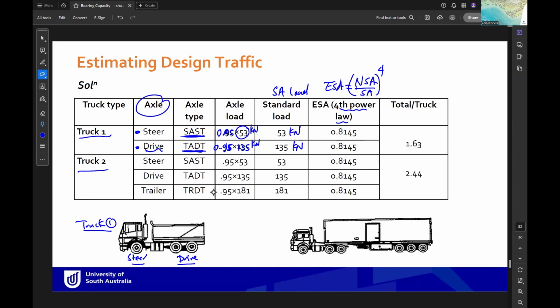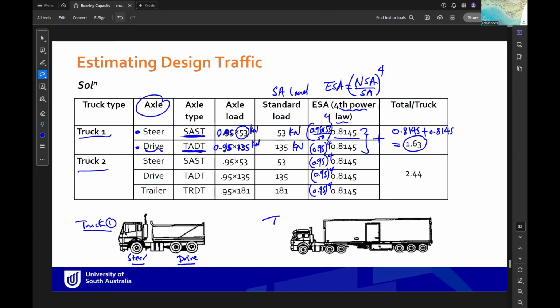Okay, so here the damage will be 0.95 times 53 over 53 to the power 4. So it will give us this value, 0.8145, and all of them will be the same because this example is a simple one. All the parameters will be 0.95 because this was given in the problem. Okay, so this is the damage for the first truck. So the total damage for this truck will be 0.8145 times 2, or 0.8145 plus 0.8145. So the final value is 1.63.